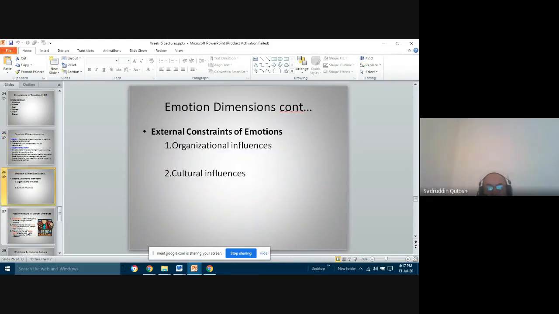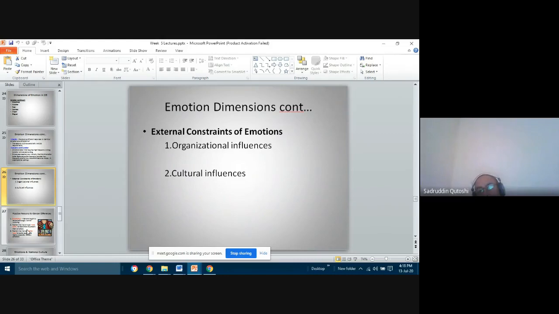Again, there are some external constraints of emotions. How the organization influences people and their emotions. How the cultural setting of the organization influences people to come up with some sort of emotions. That is the external constraints of emotion. External constraints means the constraints which are there as an obstacle on the way to your emotional reactions.